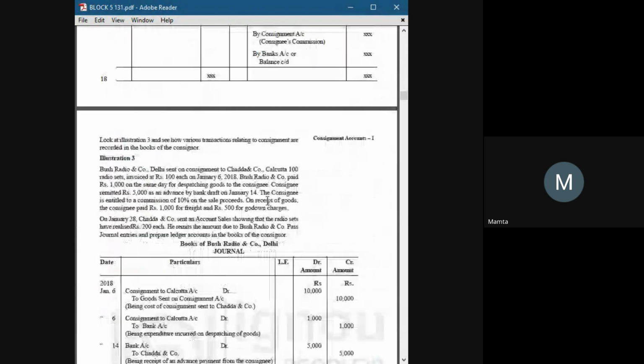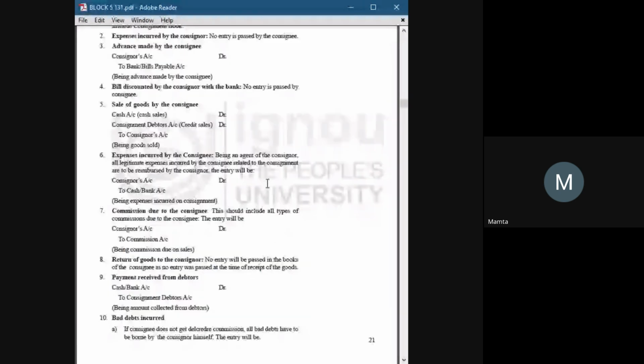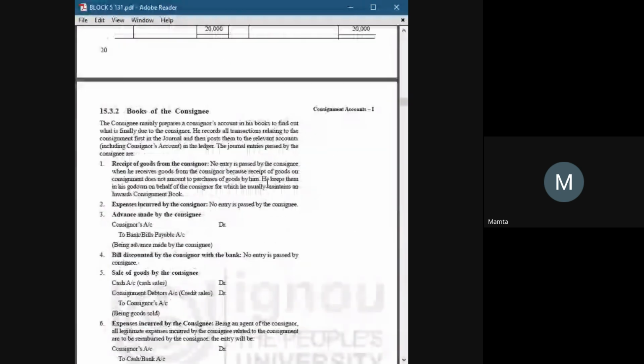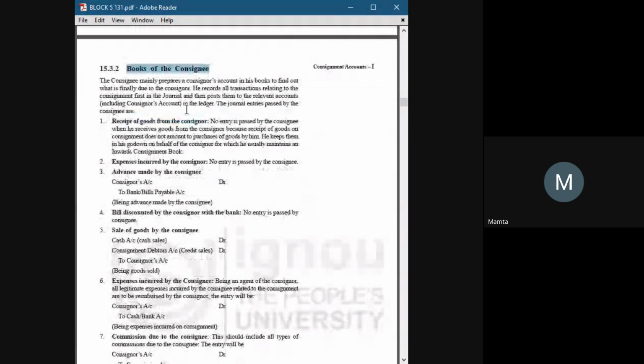This is the consignee account, and we will do an illustration for the same. But before that, we will learn how we do journal entries in the books of consignee. In the books of consignee, the first entry the consignee will pass is when he or she receives the goods. And for the same, there will be no entry.